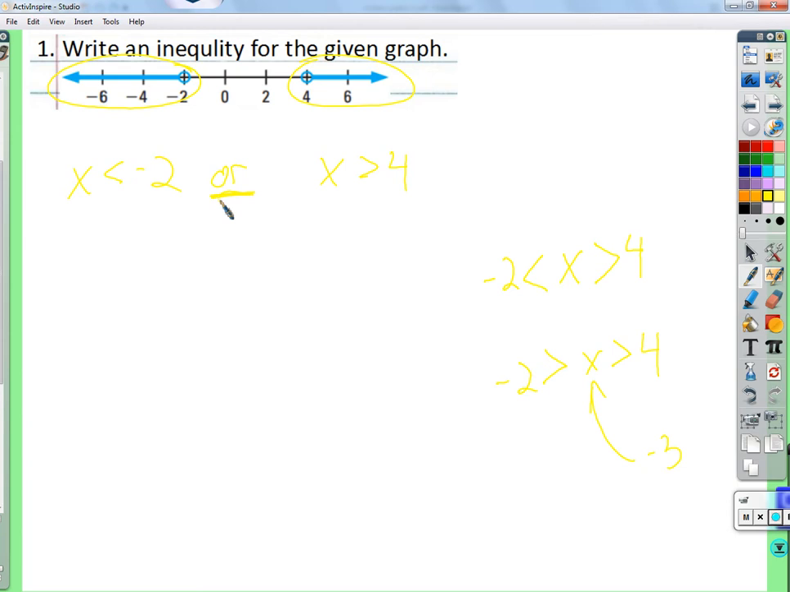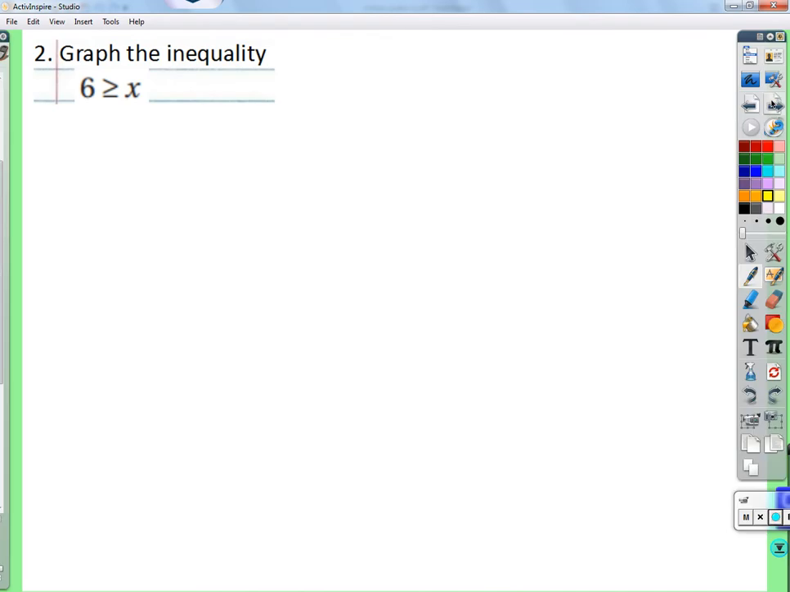If it were shaded in between two numbers, then that would make sense with different numbers, right? The negative 2 and 4, that would make sense. Six is greater than or equal to x, and now we're going to graph it. When you graph these in general, I would like to see a zero somewhere. It doesn't have to be right in the middle, but somewhere to give me an idea that you understand where positive 6 is, and you kind of have an idea of the scale, how far away it is.